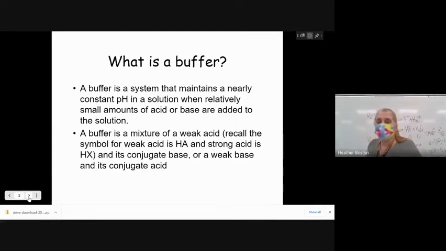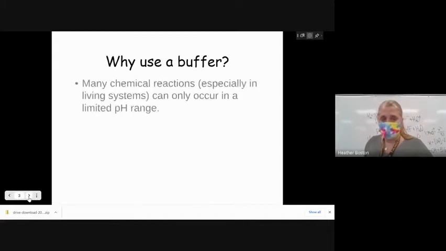So a buffer is a mixture of a weak acid. Remember, we call weak acids HA and strong acids HX. And its conjugate base. So a weak acid and its conjugate base, or a weak base and its conjugate acid.